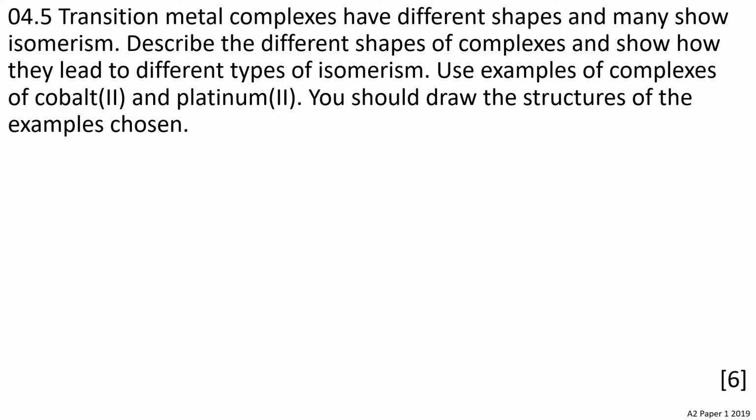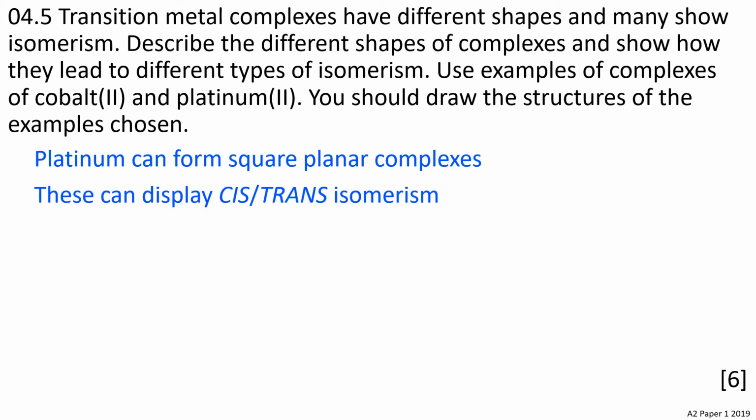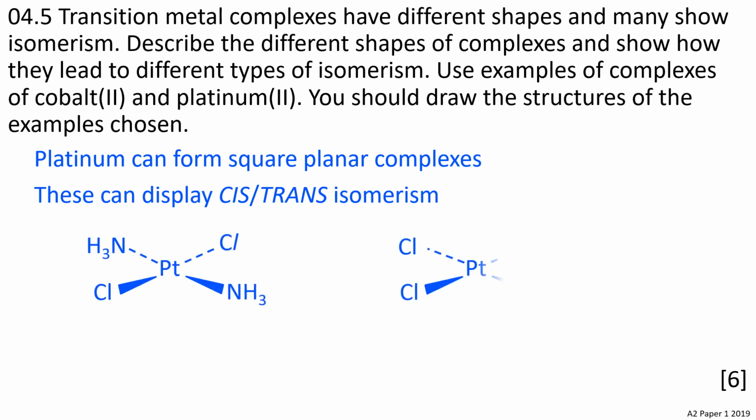I've chosen to begin with platinum. Platinum can form square planar complexes. Square planar complexes can display cis-trans isomerism, and I've chosen the two examples of cisplatin and transplatin. Cisplatin, you should also know, is used as an anti-cancer drug. That's the trans isomer on the left there. You can see that the chloride ions are north and south from each other, or directly opposite each other, whereas here in the cisplatin version, the chlorine ligands are on the left hand side as opposed to the ammonia ligands on the right hand side.